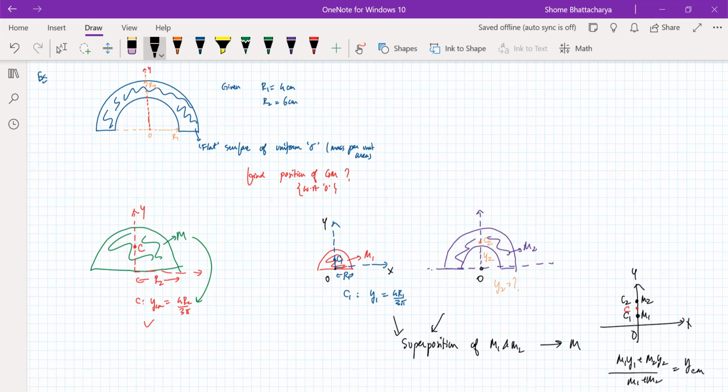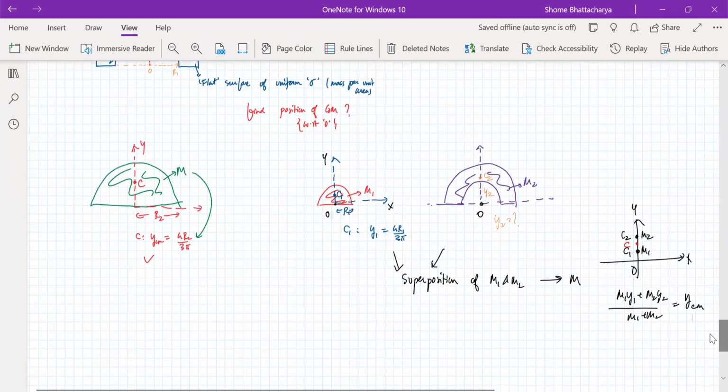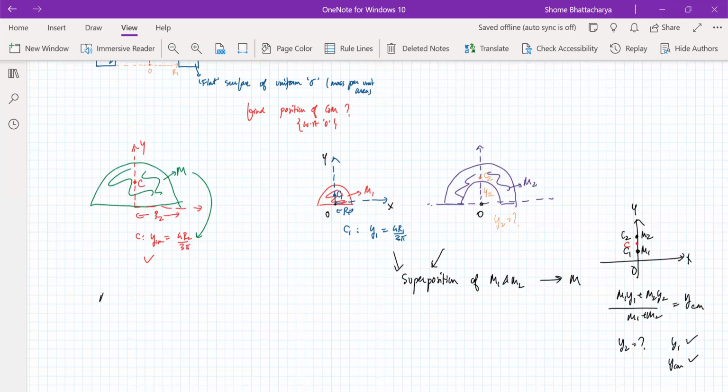So now, in this equation, we don't know y2. We know y1 and ycm. Y2 is what we have to find out. Y1 is something we know, and ycm is something we know. But in the meantime, we also have to figure out m1 and m2. So how will m1 and m2 come? M is sigma into pi r2 square by 2. So it is sigma pi by 2 into, now r2 was how much? 6 centimeters, no? So it is 6 centimeters square.